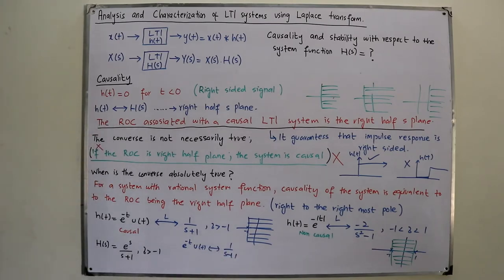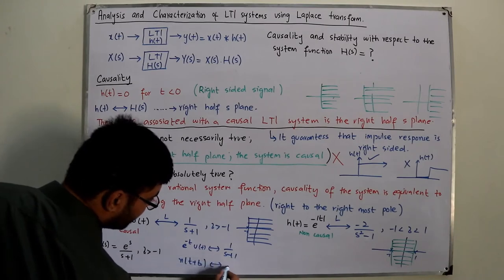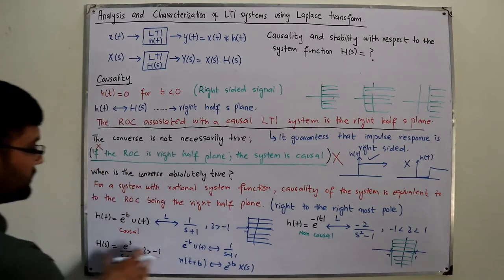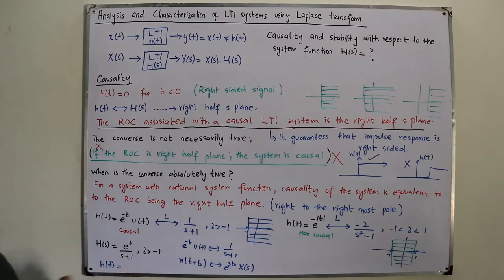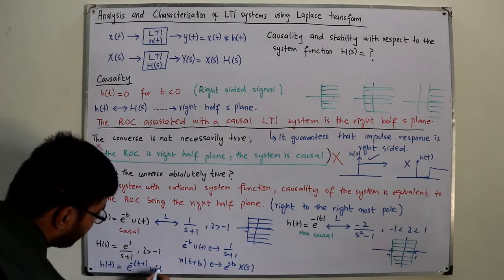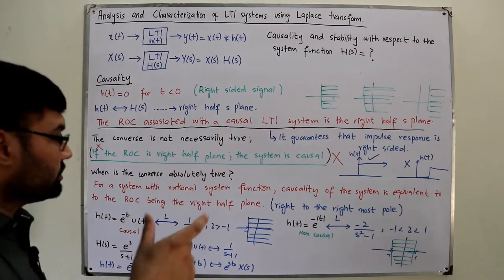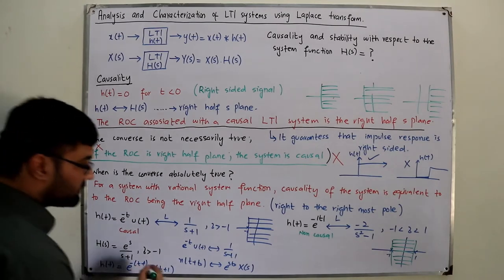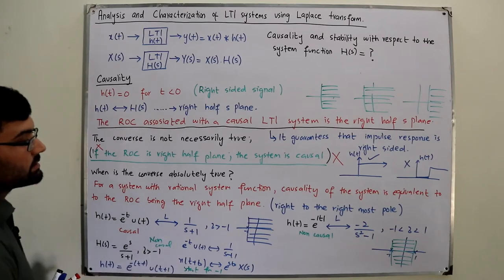And then you apply the time shifting property as well. What's the time shifting property? X of t plus t naught has the corresponding exponential of s t naught X of s. So you would get the corresponding function as exponential of negative t plus 1 into u of t plus 1. So t plus 1 means this would be non-zero from negative 1 to 0. This signal would start from negative 1, which means again this is a non-causal system.